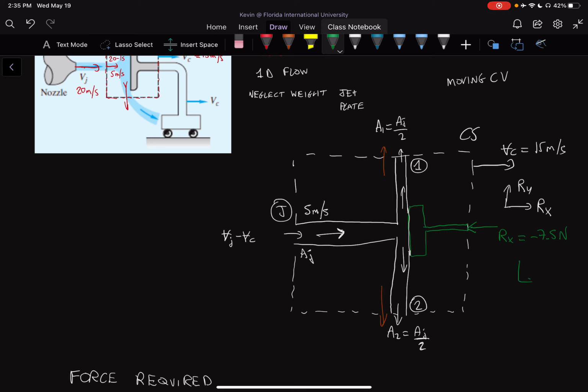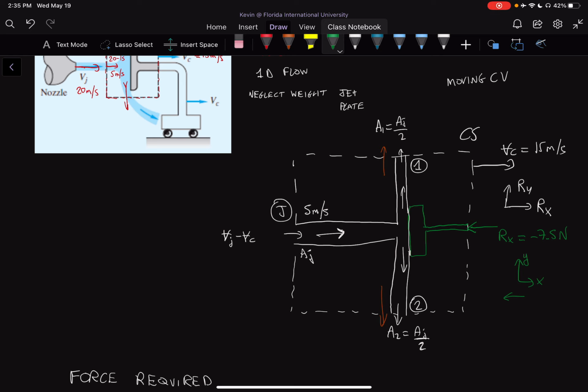So we have y and x. Therefore, our reaction force is in this direction. Okay, and that reaction force is going to allow us to keep the same velocity. If we had no reaction force, the velocity would keep increasing because we would just have the jet pushing on the system and no reaction from the system.